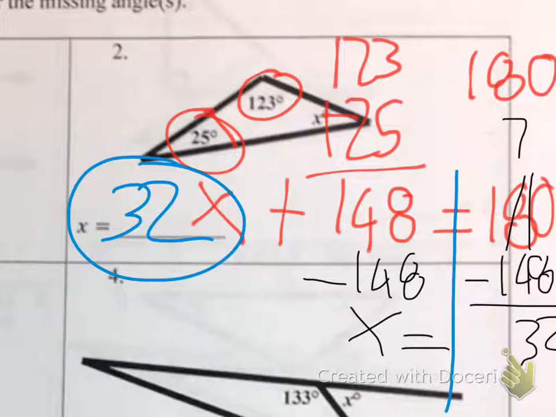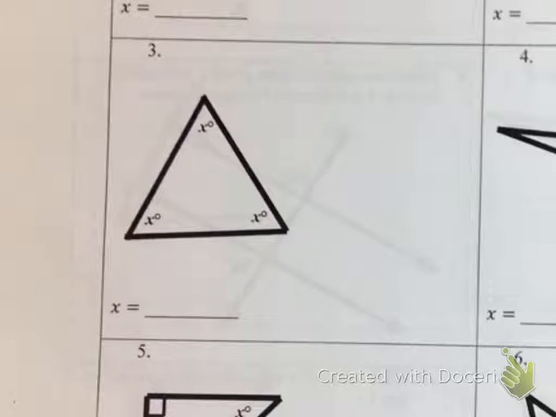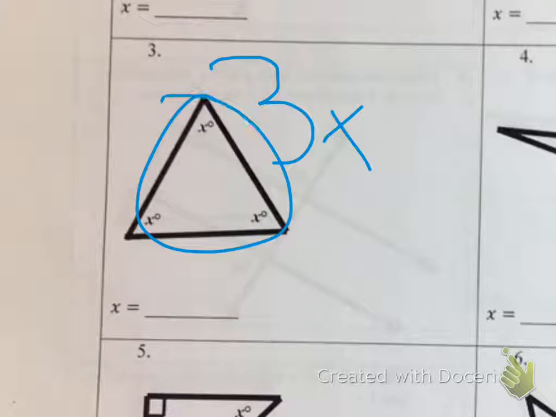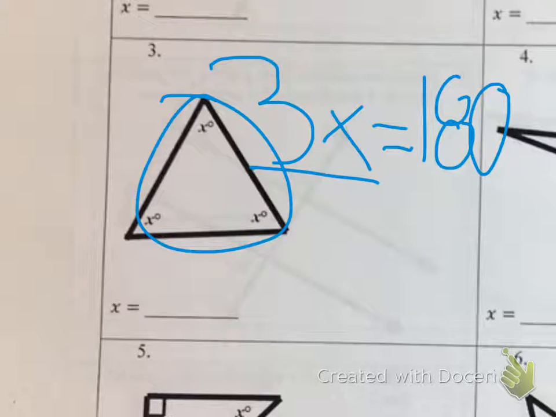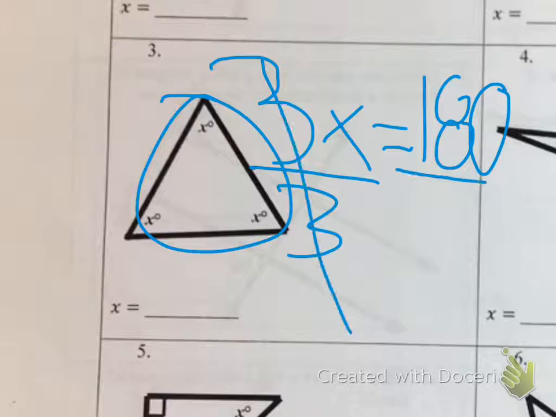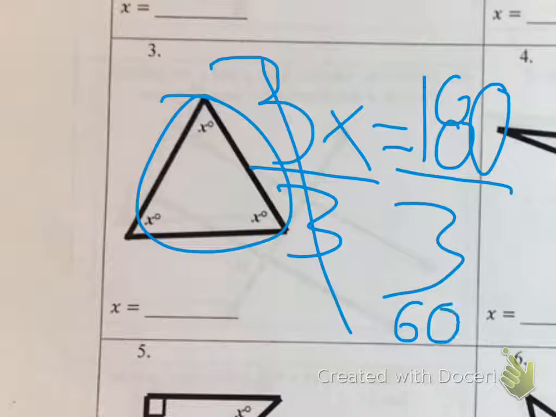Okay. Now let's go to the next problem. So this one is pretty easy. Since there's 3 x's, we're going to write 3x equals 180. Now divide by 3, those cancel. Now 180 divided by 3 is 60.